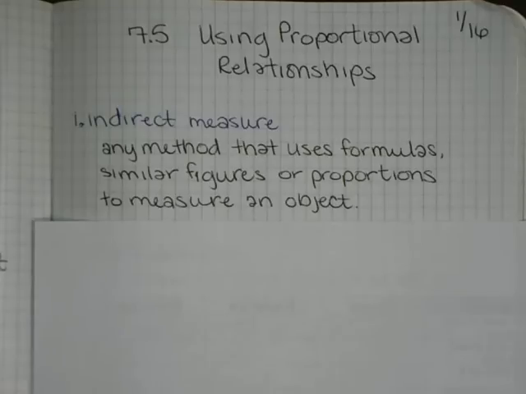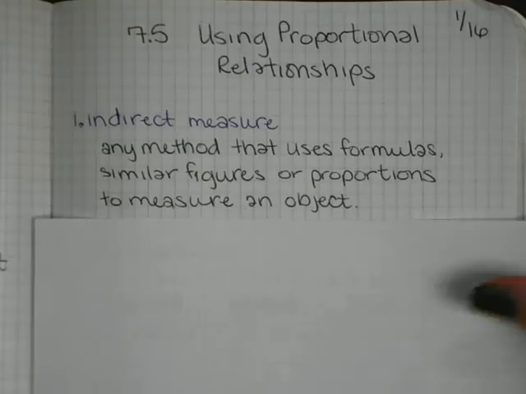So maybe you measure it with paper clips or a dollar bill or even your hand. So anytime you use something that's not meant to measure, like a tape measure, then you're using an indirect measurement. And we do this even when we solve proportions.